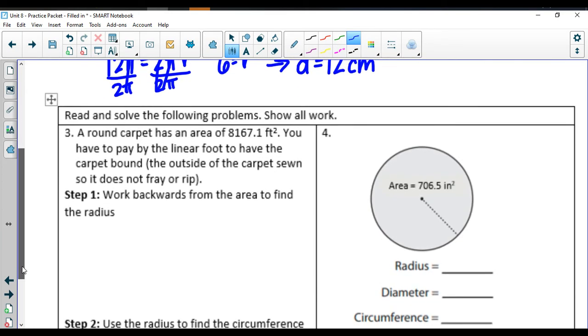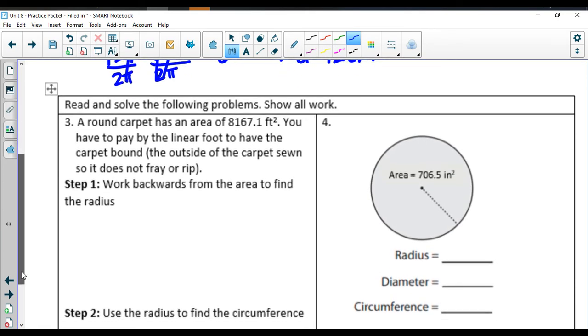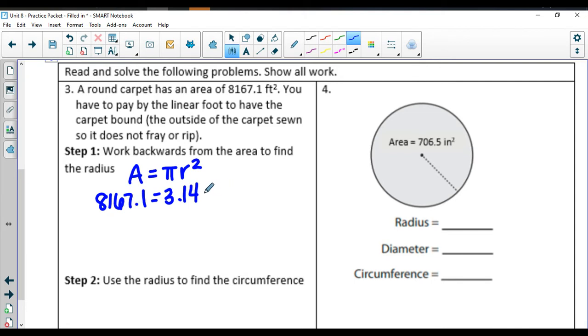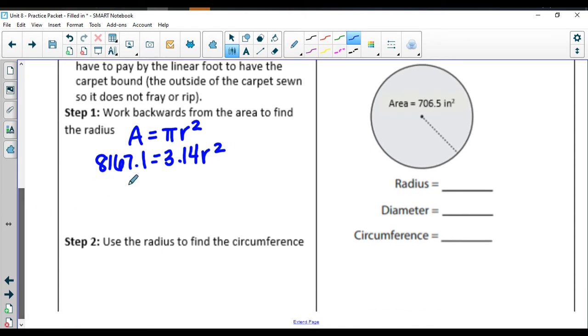For question 3 and 4, moving on, read and solve the following problems. Show all work. So a round carpet has an area of 8,167.1 square feet. You have to pay by the linear foot to have the carpet bound. The outside of the carpet gets sewn so it doesn't fray or rip. So work backwards from the area to find the radius. So area is pi r squared. So we have 8167.1 is equal to, I'm going to change this to a decimal, noticing I have a decimal there, just like we did in the notes. So I'm going to go ahead and divide both sides by 3.14.